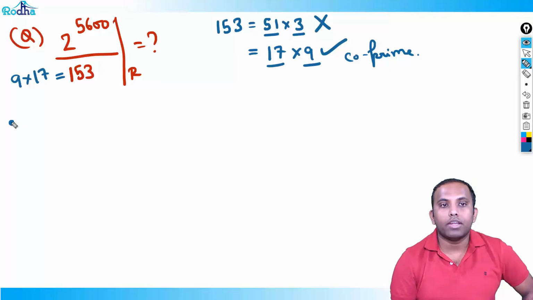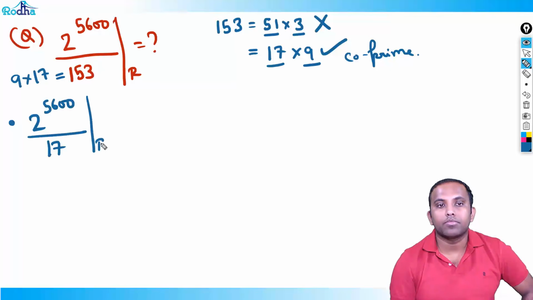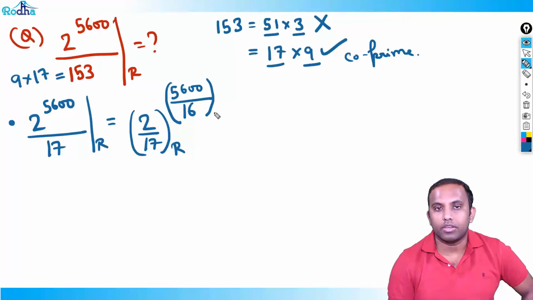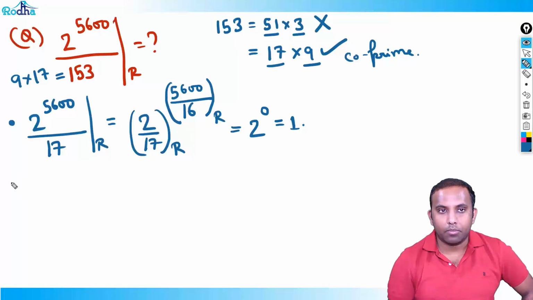First, I'll divide 2 raised to 5600 by 17 and find the remainder. Applying Euler, 2 by 17 remainder will be 2 only. No need to write it, but okay, I'm writing it. Then 5600 by the Euler of 17. What is Euler of 17? It is 16. Now 16 perfectly divides 5600, so the remainder is 0. So 2 raised to 0 is 1. Fine.